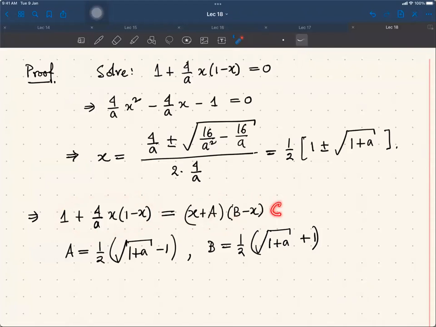To fix the overall constant c, one way to find it is to compare the coefficient of x square. The coefficient of x square on the right hand side is -1. Here the coefficient of x square is -4 by a. So I should multiply by 4 by a. Then that is how you fix the overall constant.